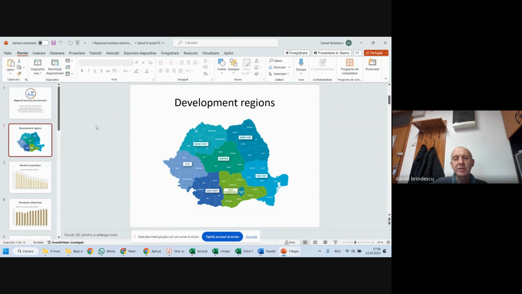So these are the development regions from Romania. I would imagine that you know them. We have these 8 development regions, with the western region containing 4 counties: Timiș, Arad, Caraș-Severin, and Hunedoara.